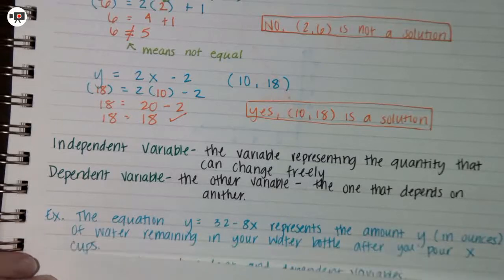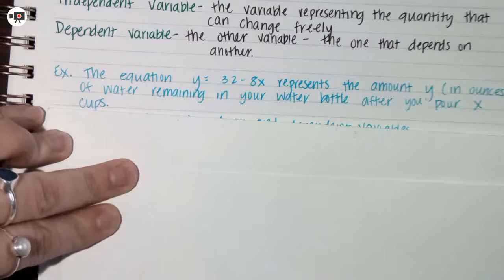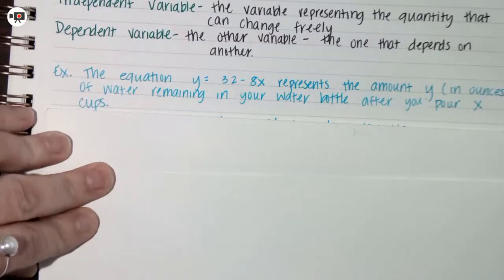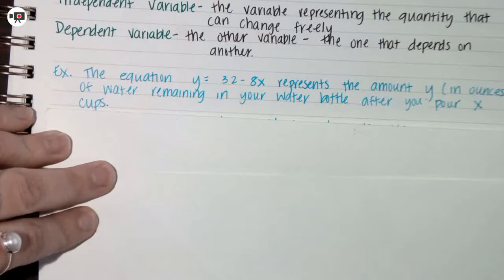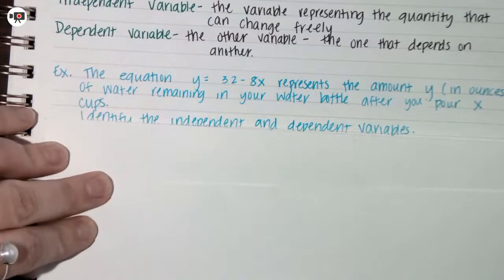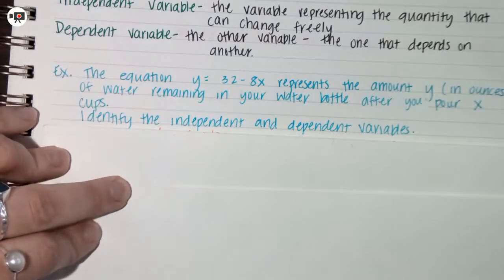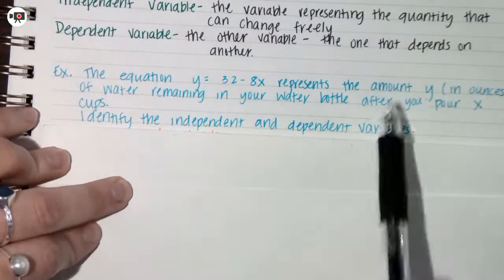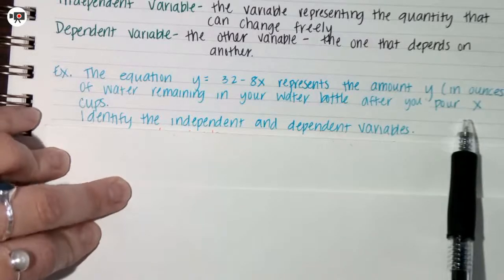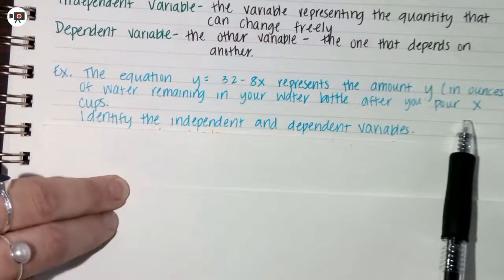So in this example, the equation y equals 32 minus 8x represents the amount y in ounces of water remaining in your water bottle after you pour out x cups. So we are going to identify the independent and dependent variables. So I'm going to think, does the amount in my water bottle or the number of cups change freely? Which one does not need something else to know what it is?